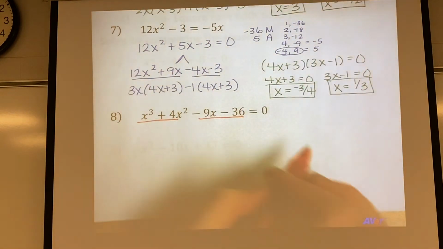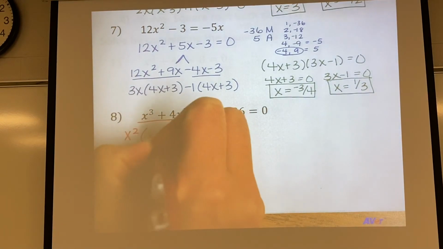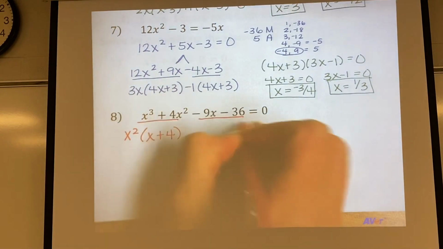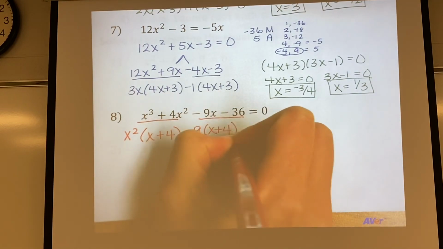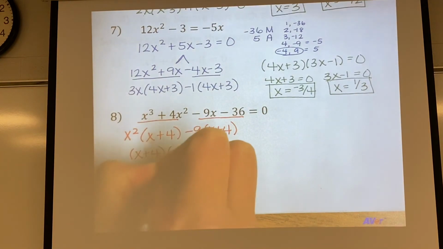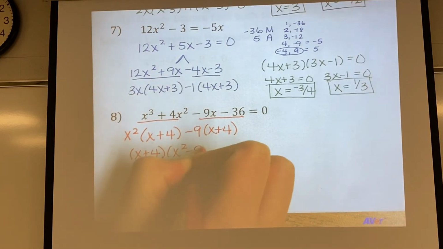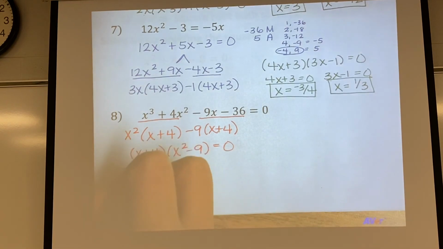Find the GCF. So in that first 2, x squared is our GCF, and leaving us with x plus 4. And in the second one, we have a -9, also leaving us with x plus 4. That means we can take an x plus 4 out, and we have x squared minus 9. Now, a lot of people would stop there, but x squared minus 9 actually factors again. So make sure to take a look at that.